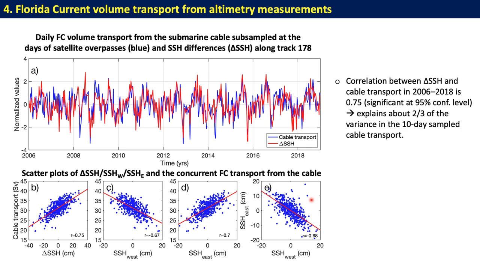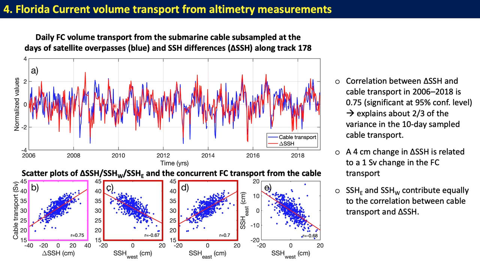So what you can see is that the correlation between sea surface height differences and cable transport during this time interval is 0.75, which suggests that sea surface height can explain about 2/3 of the variance in the 10-day sampled cable transport. A 4-centimeter change in sea surface height difference is related to about a 1/3 change in the Florida current transport. And changes in sea surface height average over the eastern and western segments of track 178 contribute equally to the correlation between the cable transport and sea surface height differences.